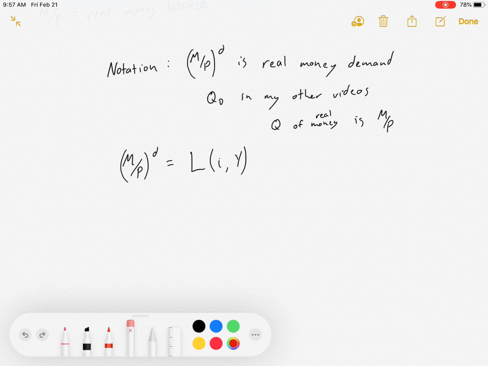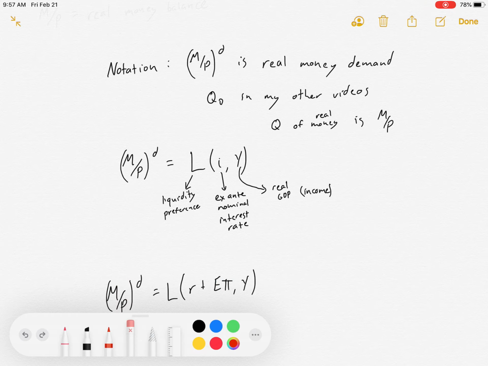And we're going to set it equal to some function, some liquidity function of I and Y. So L is for liquidity preference. Money loses value when there's inflation around, so there's actually a cost to holding money. But there's also the benefit of it being liquid. So the more we want to have liquidity, the more money we'll want. But there's also interest rates, and we're going to specify the ex-ante nominal interest rate in there as the cost of holding money, and Y being real GDP or income, if you want to call it that.